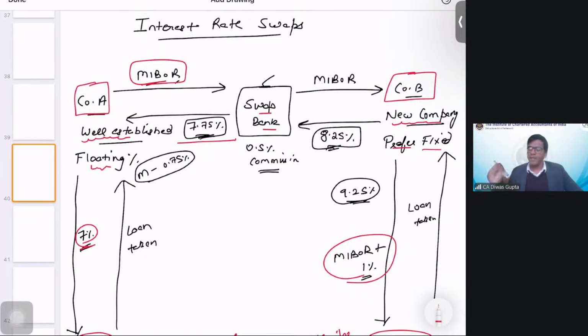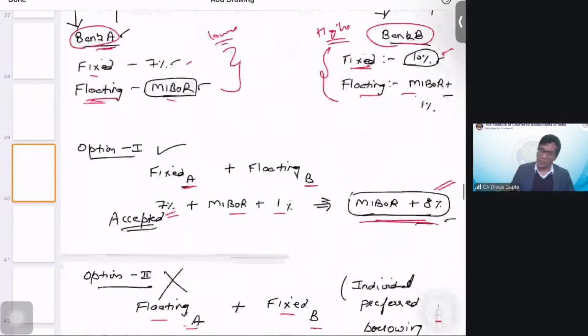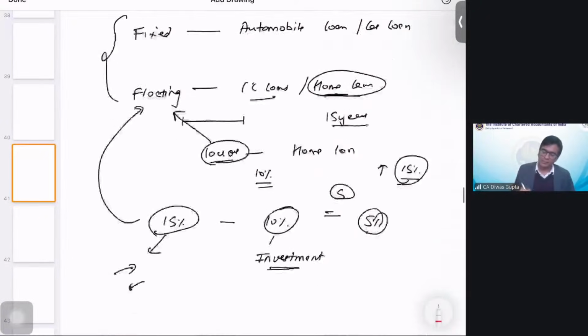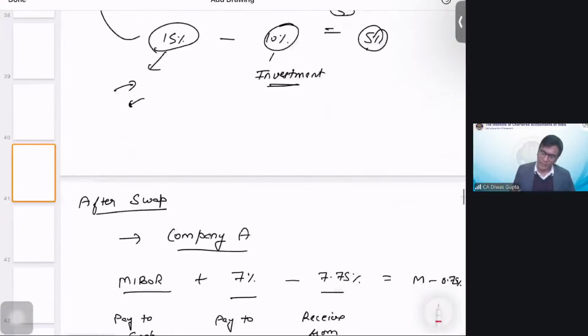And Company B says that I am paying Bank B in floating. So the swap bank says, you pay me the fixed rate of 8.25%. So Company B will pay the swap bank 8.25%, which is fixed. The swap bank will pay Company B a MIBOR-equivalent amount, which is the floating rate. Now, what do you see overall? What has happened here is, okay, this is the fixed and floating that I was explaining.